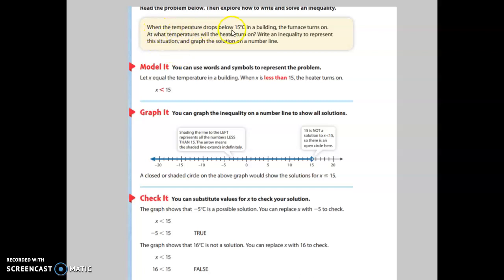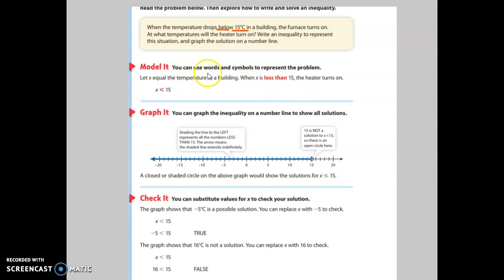When the temperature drops below 15 degrees Celsius in a building, the furnace turns on. At what temperatures will the heater turn on? Write an inequality to represent the situation and graph the solution on a number line. We've done this before in our weekly math spirals, right? So this should look pretty similar to what you've seen in your math spirals before down here.